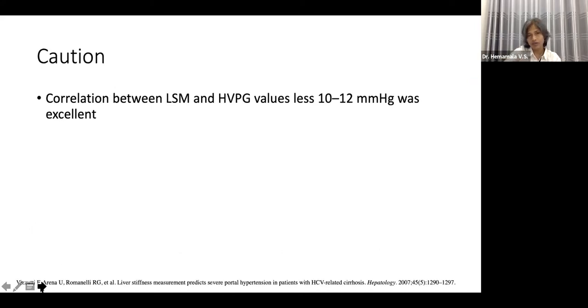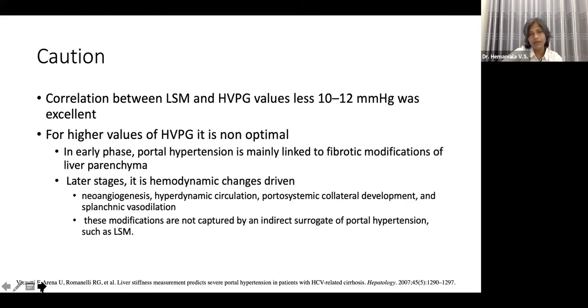But some word of caution. The correlation between this liver stiffness and the HVPG is very good for the values of 10 to 12. Beyond that, it may not always correlate very well. The reason being, we know that liver stiffness measures the liver fibrosis. Beyond some stage of liver disease, it is not just the portal hypertension alone, that is not the fibrotic modifications alone. We know that there is hyperdynamic circulation, there is collateral development, there is splanchnic vasodilatation. So all these will not be picked up by the liver stiffness alone. So we have to understand these caveats.